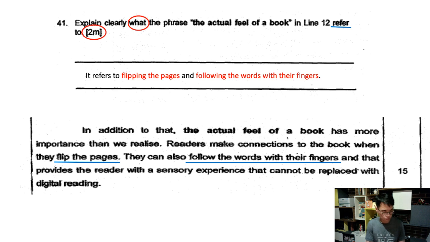Yes, Chun Hong, you are absolutely correct. Absolutely correct. You get full 2 marks.